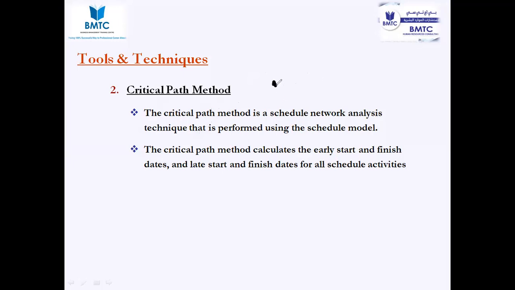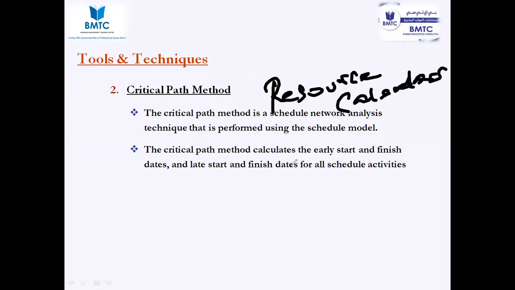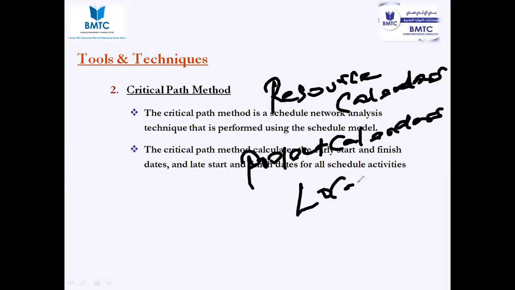The first one is resource calendars. The second one is project calendars. The third one is activity calendars. So what do you mean by resource calendars? Resource availability. Availability of the resources.